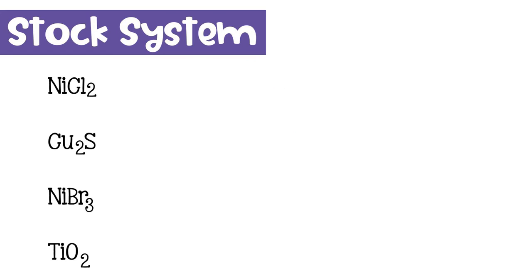AuH. Now let's look at some examples where we're doing the opposite. We're going from the compound to the name. First, let's look at NiCl2. Well, if we uncrisscross our charges, we get nickel, which has a +2 charge, and chlorine, which has a -1 charge. Since nickel is a transition metal, we name it as nickel(II) chloride.